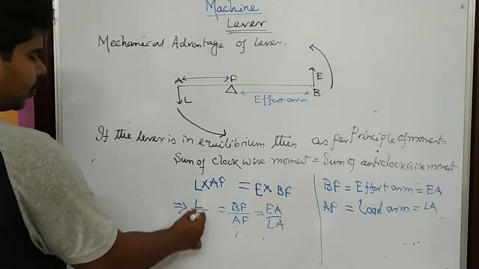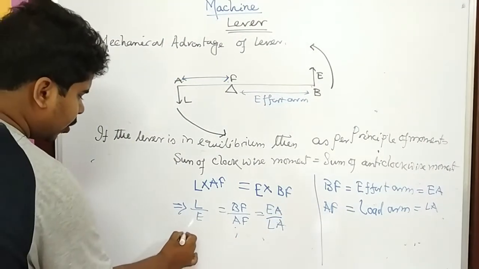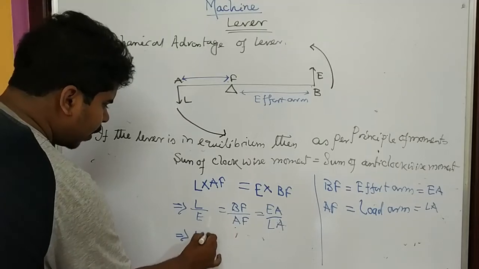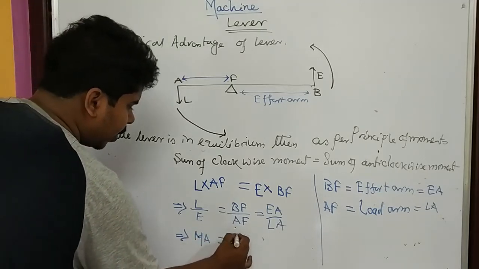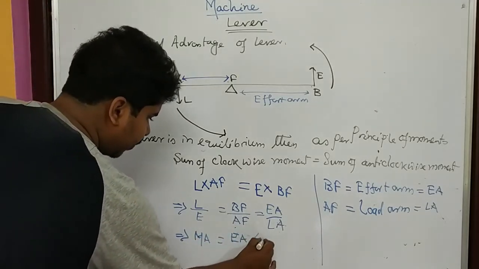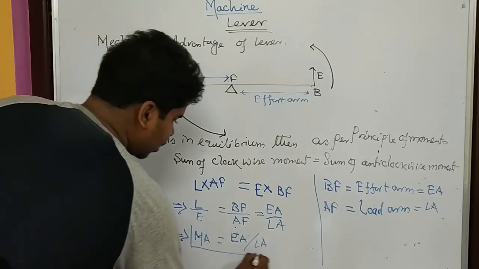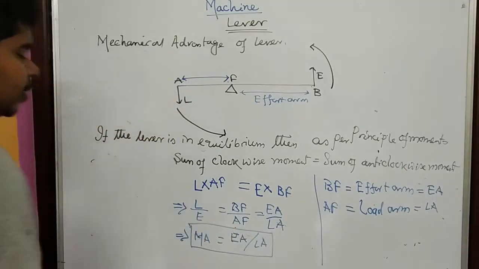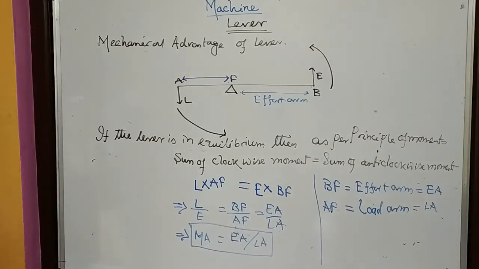And here load by effort is equal to mechanical advantage. So mechanical advantage equals effort arm by load arm. That means by seeing the length of effort arm and load arm, we can understand what will be the mechanical advantage of a lever.